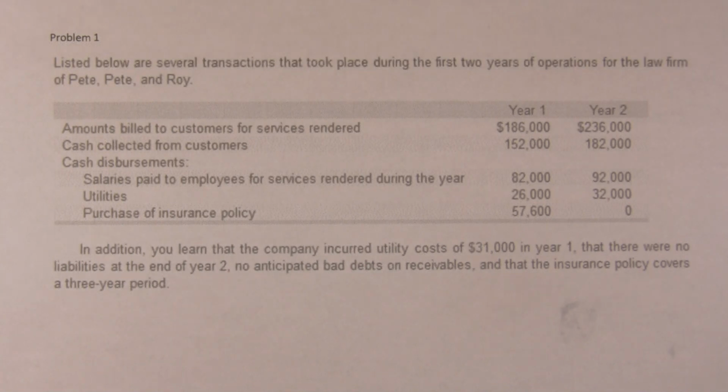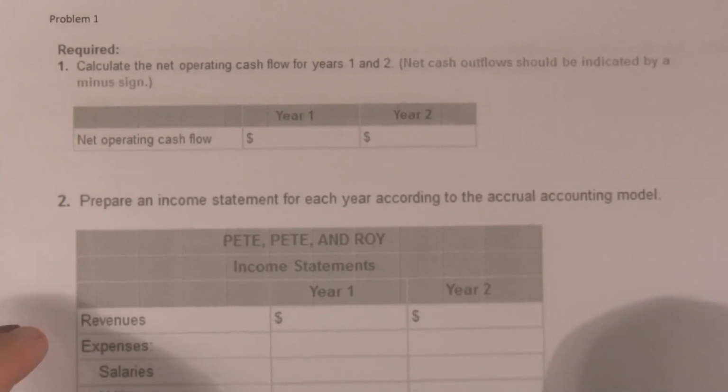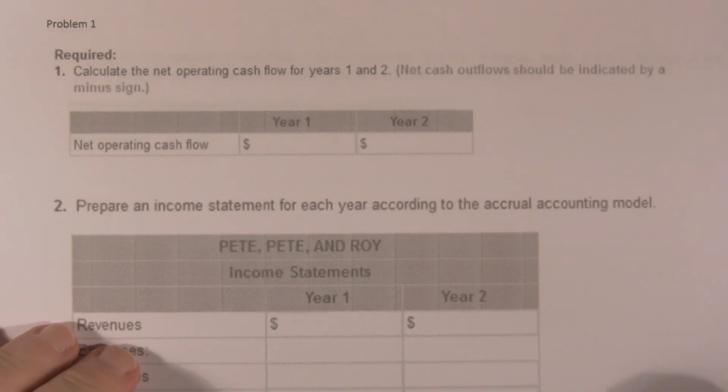Okay, this problem is asking us to review and to make sure that you're comfortable with the difference between the cash basis of accounting and the accrual basis of accounting. So the first thing it asks us to do is to calculate the net operating cash for year one.